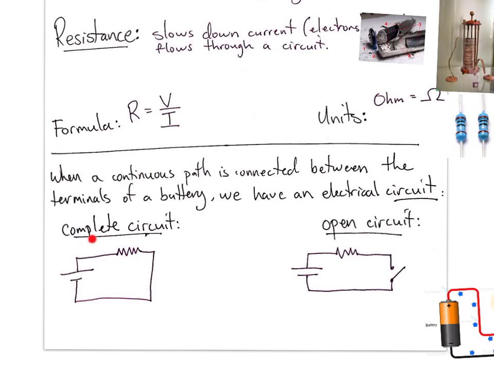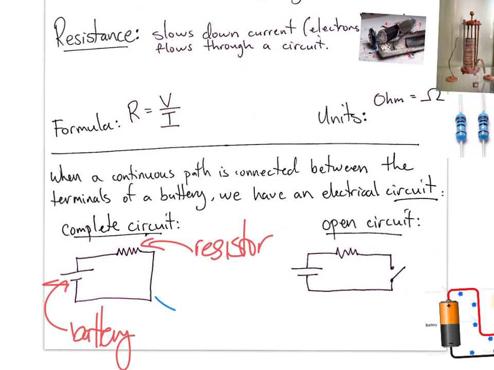So here's a complete circuit. So we have a battery, and the lines represent wires. Let's label this. So this would be a battery, and this would be a resistor, and the lines are just wires. So we make the assumption that wires have no resistance, and that all the resistance in a circuit comes from the resistor or resistors. And frequently for us this is going to be light bulbs that we create. But anyway, this is a complete circuit because electrons are allowed to flow.